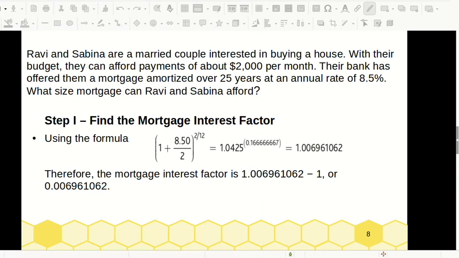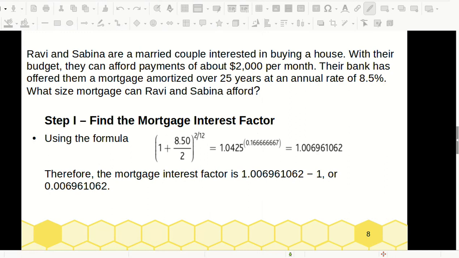Let's now see a fresh example. Ravi and Sabina are a married couple interested in buying a house. With their budget, they can afford payments of about $2,000 per month. Their bank has offered them a mortgage at an annual rate of 8.5%. So, what size mortgage can Ravi and Sabina afford?